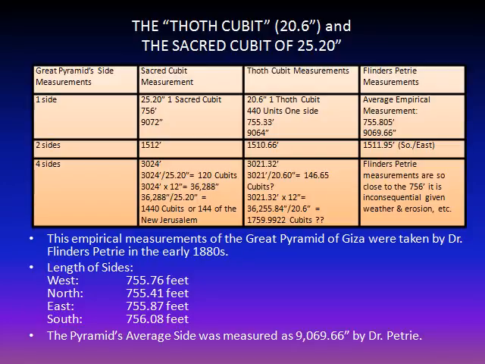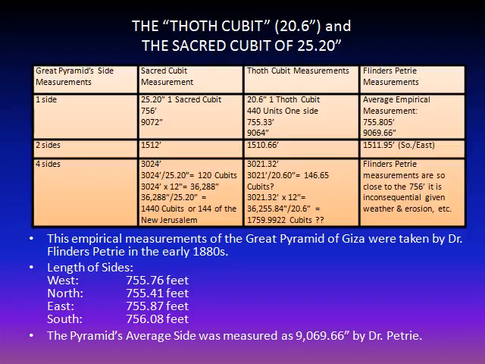The 3,024 times 12 inches will give us 36,288 linear inches. When divided by the sacred cubit of 25.20, we will arrive at 1,440, the 144 of the New Jerusalem. Now, the Thoth cubit measurements are simply on four sides 3,021.32 feet divided by itself of 20.60, you arrive at 146.65, a miscellaneous number.